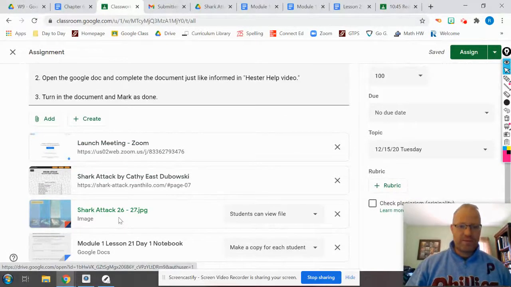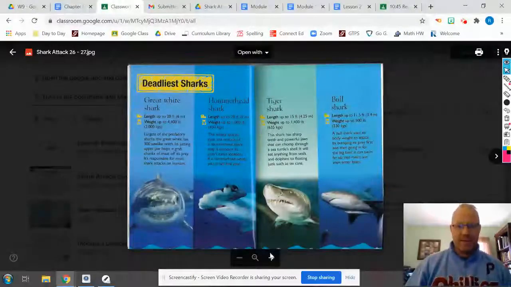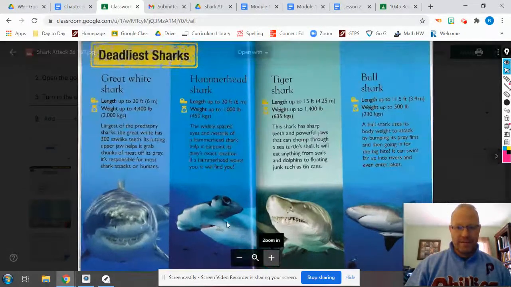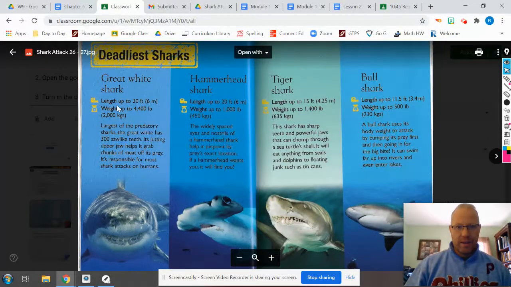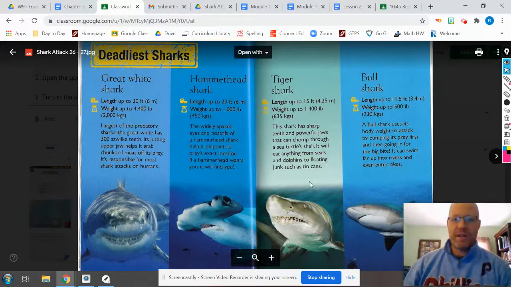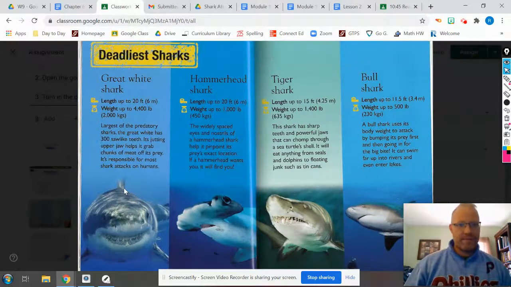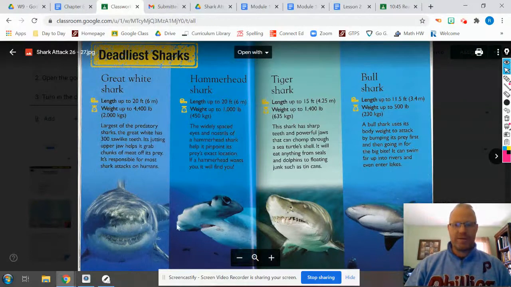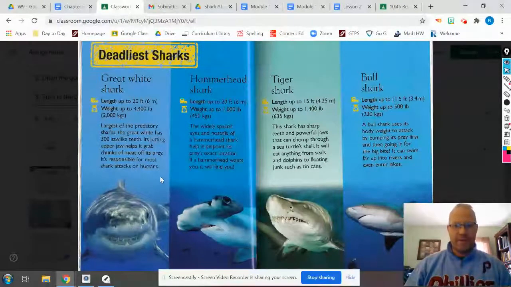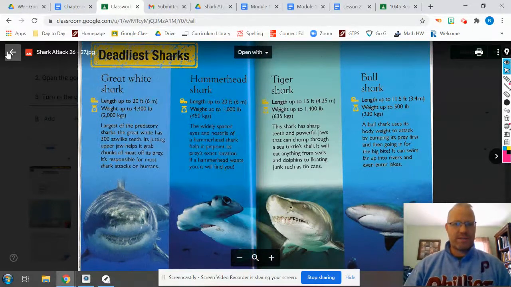This is between Chapters 2 and 3. They gave us some shark facts. Here's the deadliest sharks. You can zoom in on this if you'd like. I scanned it today. And you can take a look at the shark facts for great whites, hammerheads, tiger sharks, and bull sharks. So you can get some ideas of what they are and their size. Then you can also see the pictures of them. So check them out, read about them, and those are some facts about some of the sharks that we've been covering.